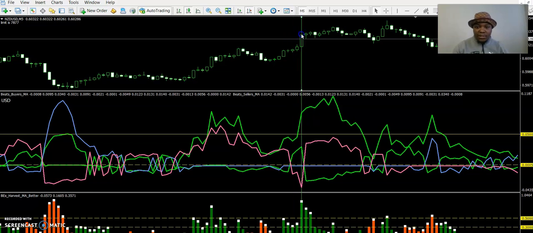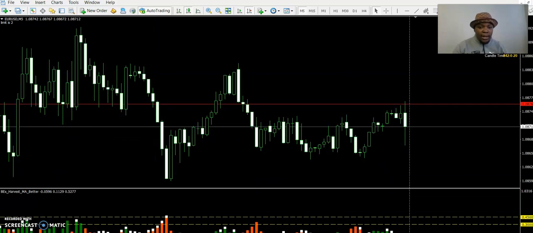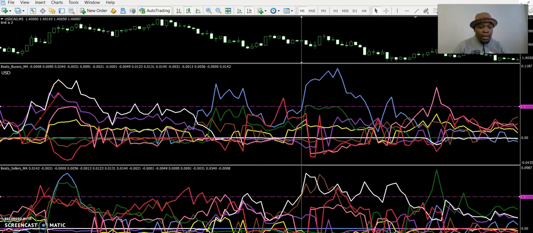So at 15:10, this is where you were looking to be buying NZDUSD. You can clearly see around about the close of that bar it continued to go up, as displayed by NZD going up, and dollar sellers also going up as well.